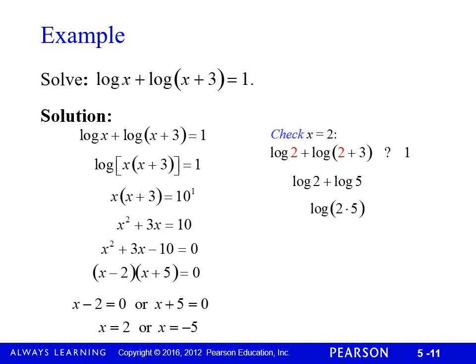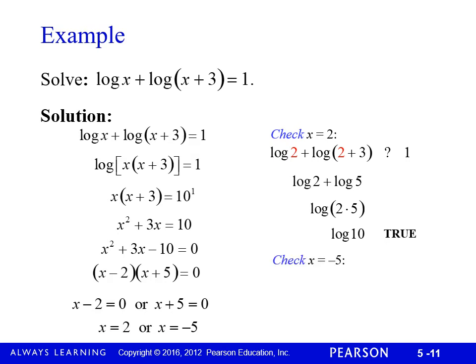Well, this is the log of, remember, we can make this a single log, which is 2 times 5. The log of 2 times 5, well, that's the log of 10. Remember, the log of the base is always equal to 1, because this is log base 10 of 10. When the base and the answer are the same, the answer is always 1. So indeed, we do have 1 there.